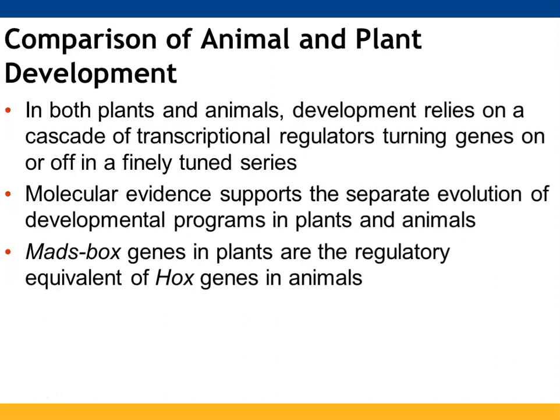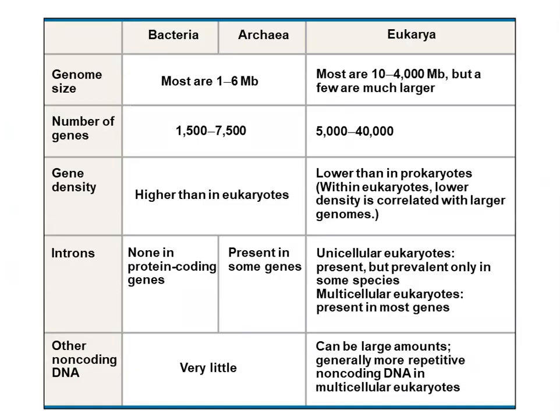The developmental process is definitely different in plants and animals, and DNA backs this up. The Hox genes in animals do have a regulatory equivalent in plants. They're known as MADS-box. And that's just kind of overviewing a little bit of the similarities and differences among the genomes.